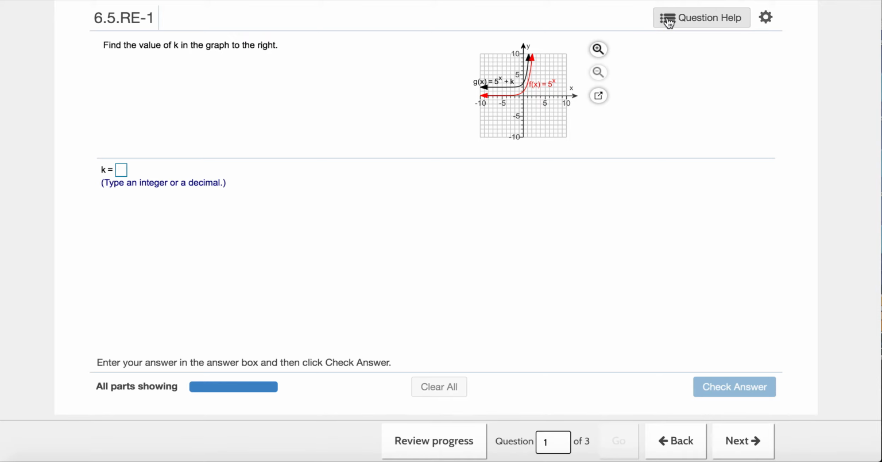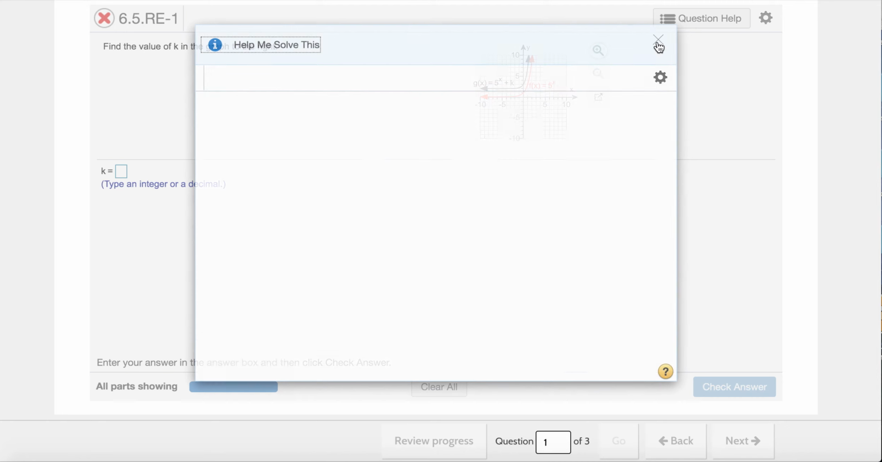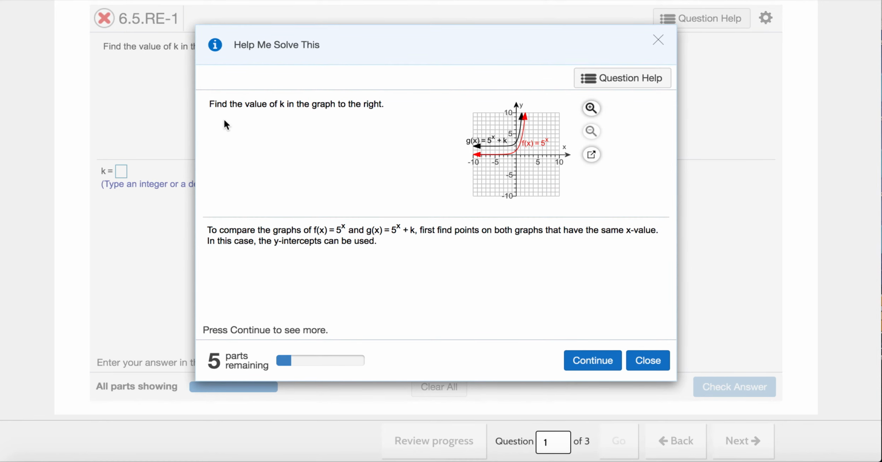And you press Question Help. You do have different choices for this. Help me solve this. I'm going to guide you through this so you know what I'm talking about, so next time you will know how to ask for help on this website. Let me see here now. Find the value of k in the graph on the right.